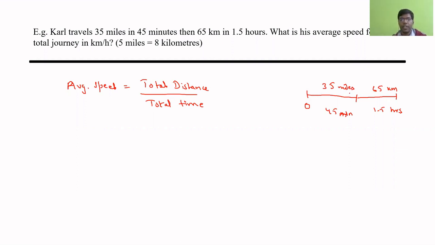So basically we have to convert, because he's asking in kilometers per hour, we have to convert this miles into kilometers. So he has given that 5 miles is equal to 8 kilometers. So he is traveling 35 miles. 35 miles is how many kilometers?